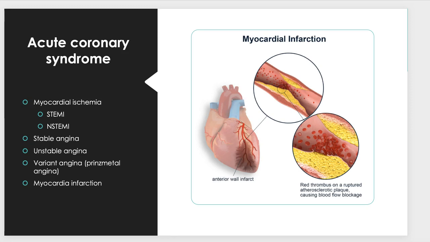Again, acute coronary syndrome, so myocardial ischemia. You'll hear the terms STEMI and non-STEMI. A STEMI is an ST elevation myocardial infarction, and a non-STEMI is when the ST segments are not elevated, but they still may have elevation in troponins. There's also stable angina, unstable angina. This is chest pain that occurs with exertion. And myocardial infarction, which is that the tissue has already died.